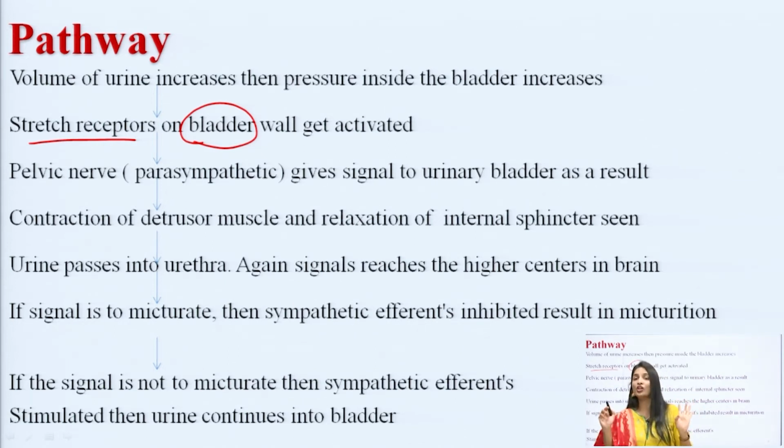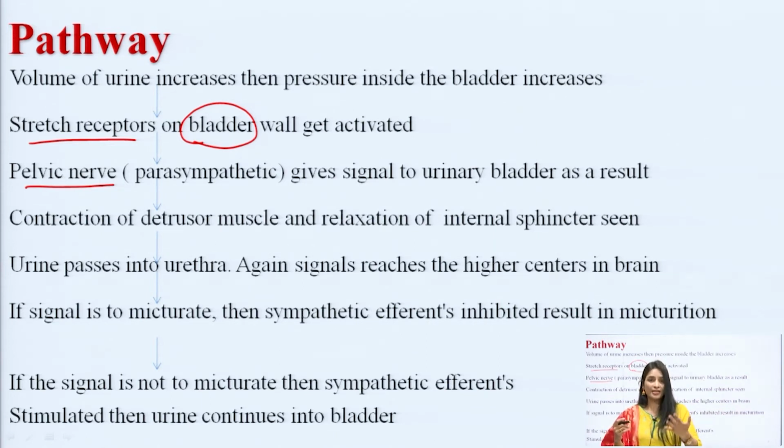So here, which nerve has been activated? The pelvic nerve, which is a parasympathetic nerve. When this nerve gives the signal to the urinary bladder, what is going to happen? Contraction of the detrusor muscle and relaxation of the internal sphincter, and the urine will be passed into the urethra, and again it will wait for the further signal from the higher center, whether the signal is to micturate. Now the micturition process has to be done.